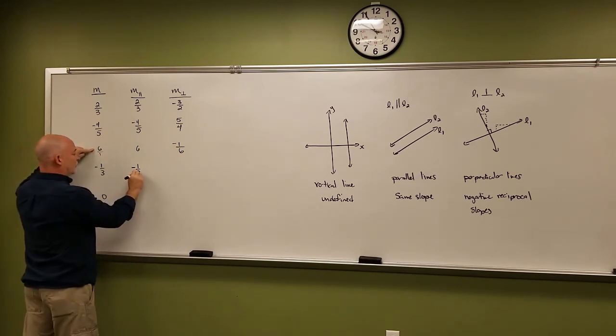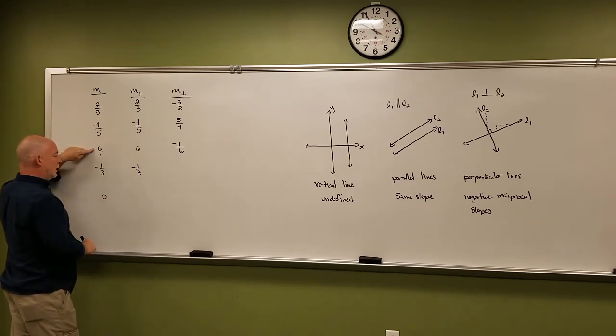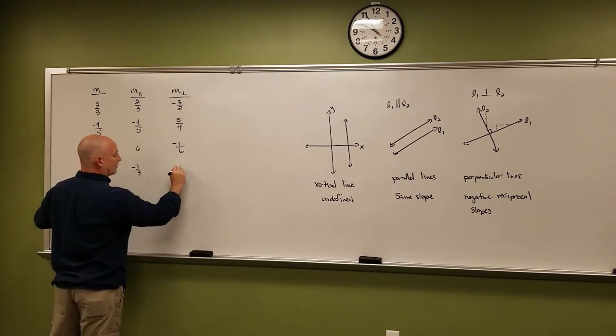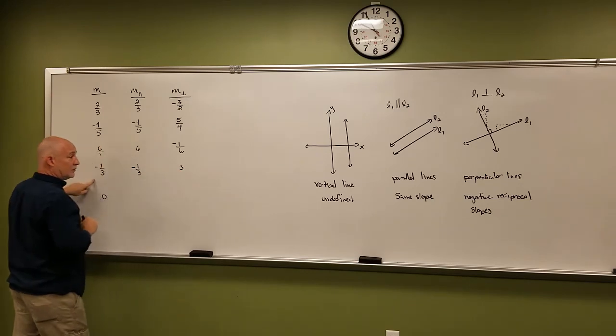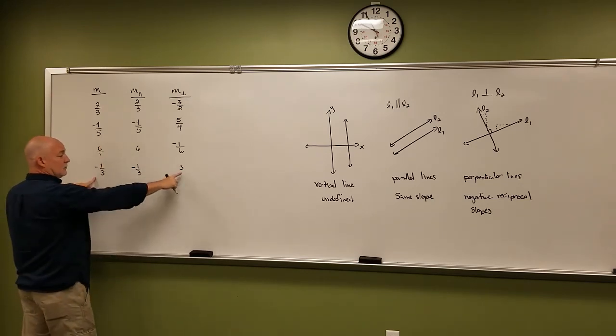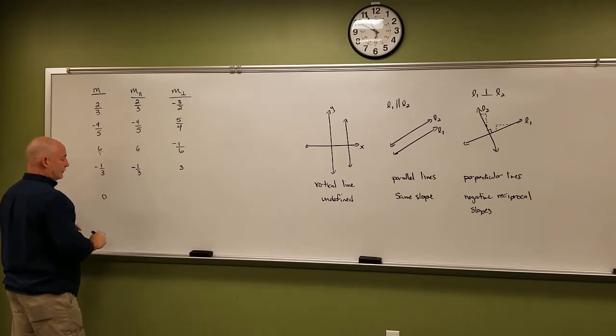-1/3, the parallel slope would be the same, -1/3. Perpendicular slope, flip it over, so we get 3/1, or you can just write 3 if you want to. This one's negative, so this one has to be positive.